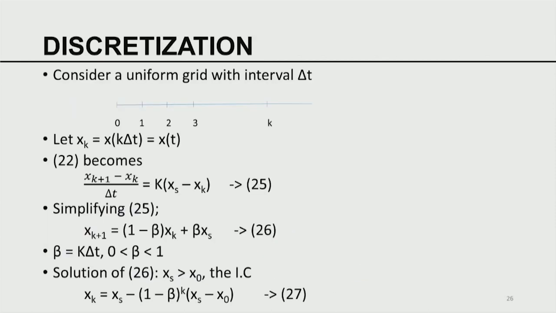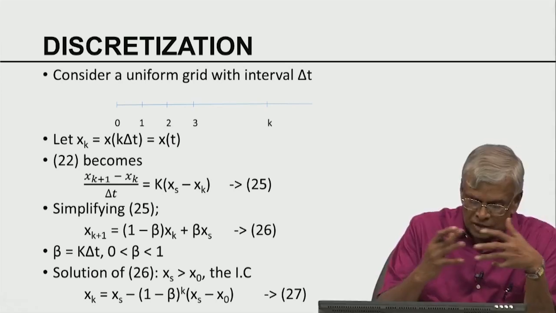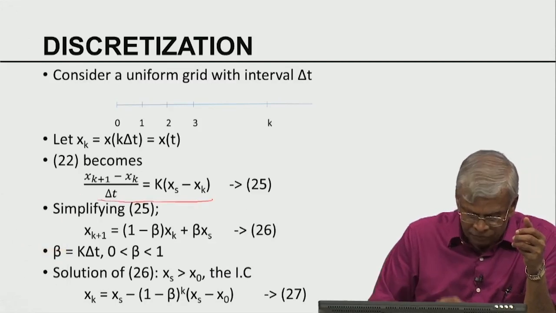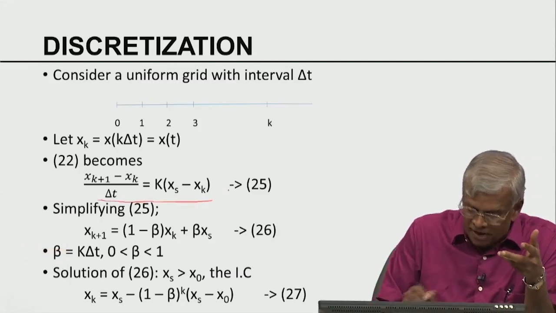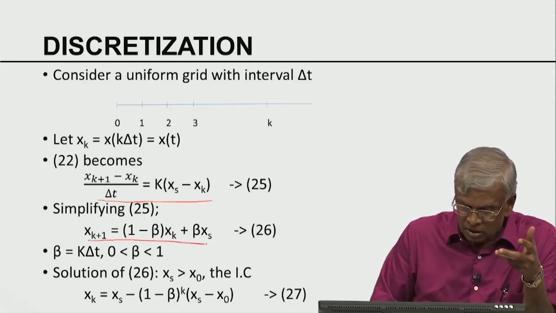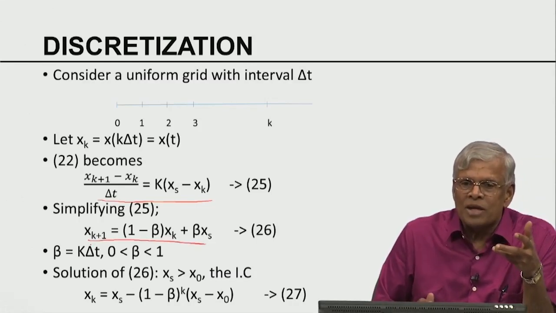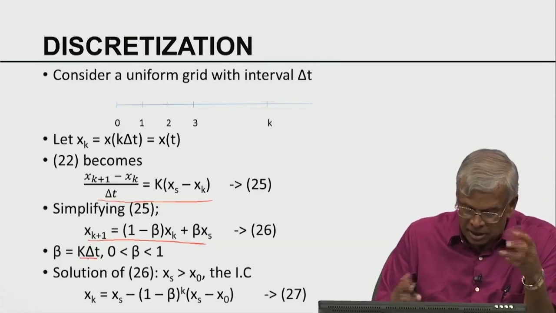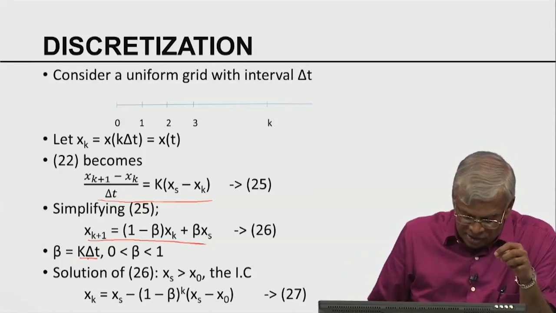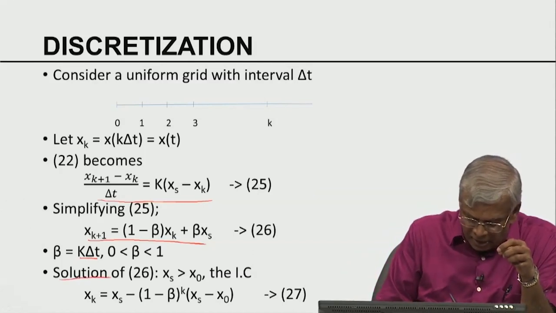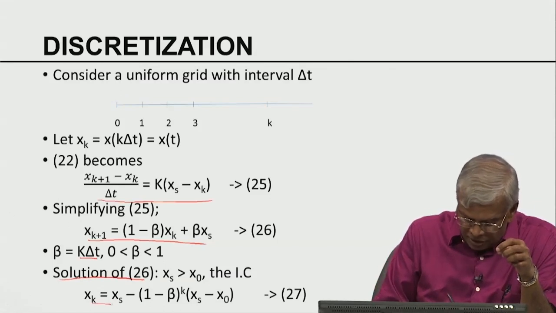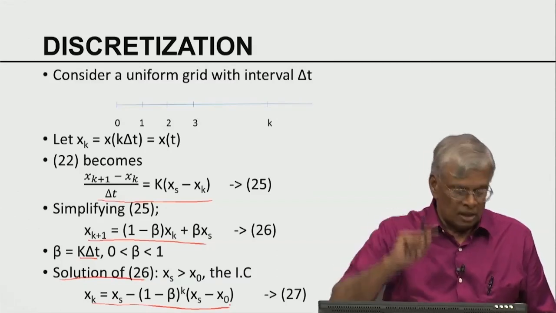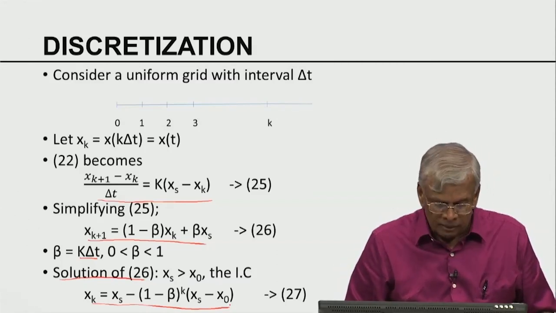I am now going to discretize the model equation using the standard Euler scheme. If I simplify equation 25, I get this equation. This is again a linear equation because we started with a linear model. Beta is k times delta t. Delta t is the time interval for time discretization. I can solve this model equation explicitly, and this is the discrete version of the model solution that is given in 27. We have already given the continuous time version of the model solution earlier.